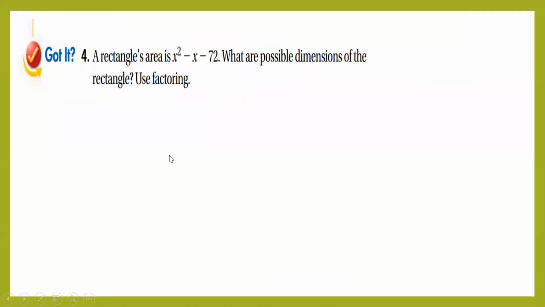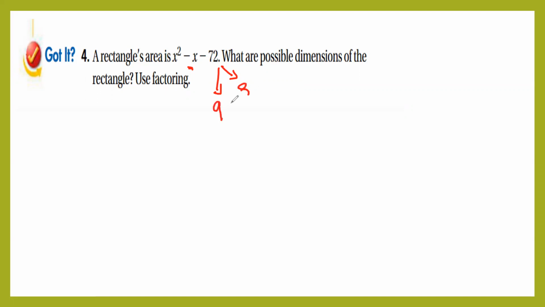Now let's go on to the next step, which is a rectangular area: x squared minus x minus 72. In this case, I have to ask myself about 72. I need two numbers that, if I multiply them together, the difference gives me 1 or negative 1. So which two numbers, if I multiply them, give me 72? It is 9 and 8.